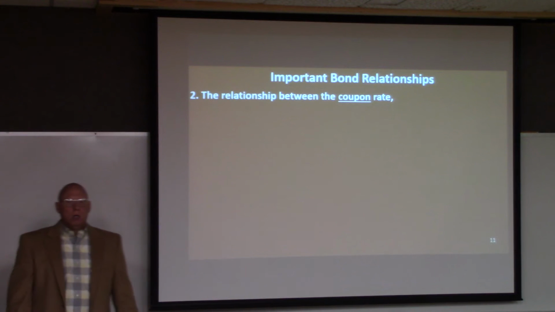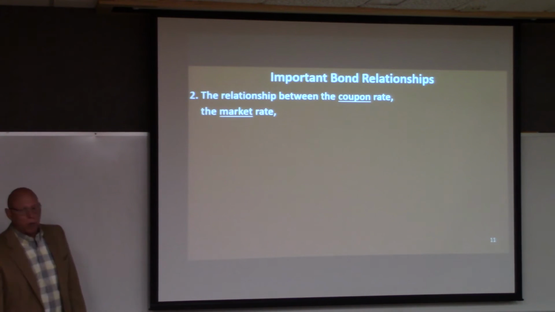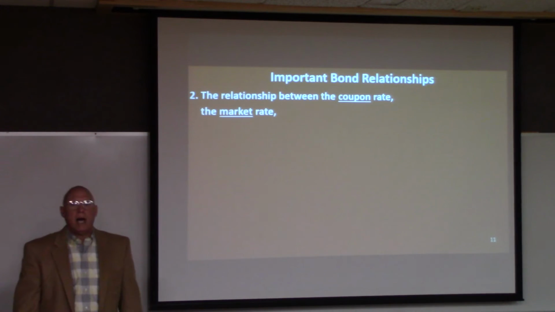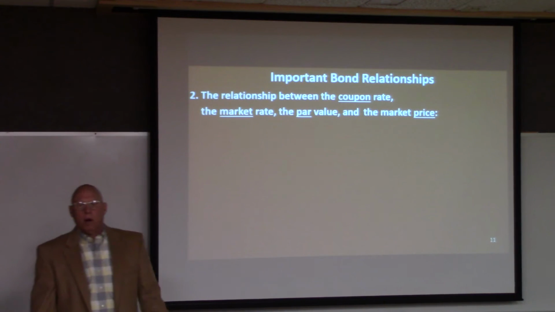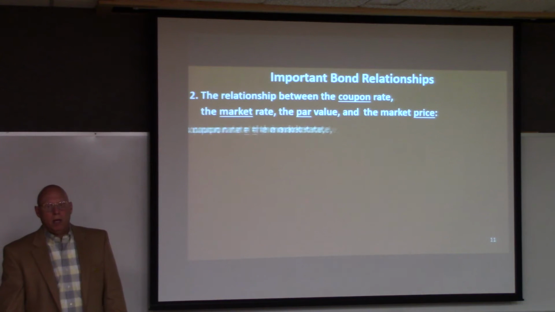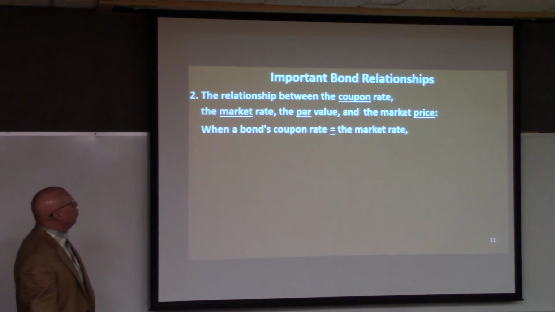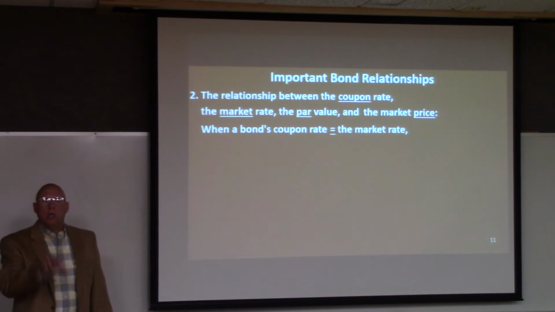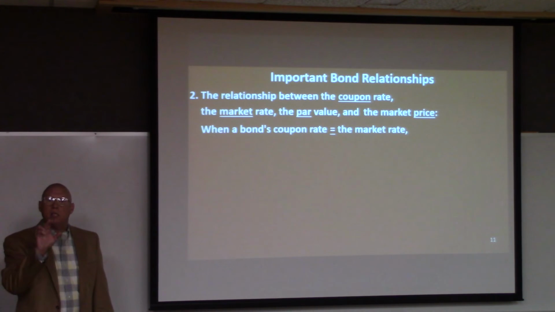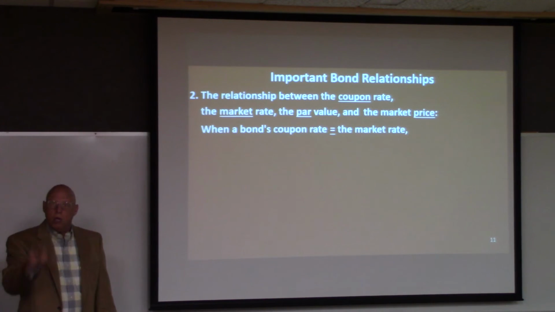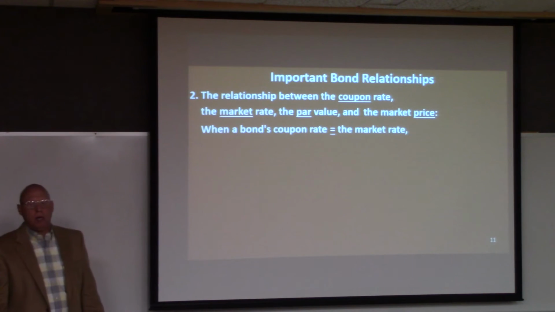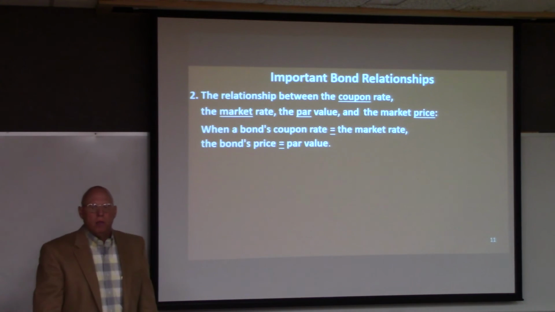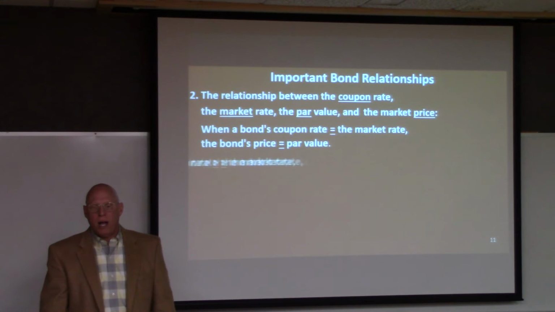All right. Let's look at the relationship between the coupon rate on a bond, the market rate out there in the market, the par value, and the market price. How are these things related? Well, when a bond's coupon rate equals the market rate, which is what happens when a bond is first issued, the coupon rate is set based on the market rate, so they're the same when a bond is issued. Then the bond's price equals par value.